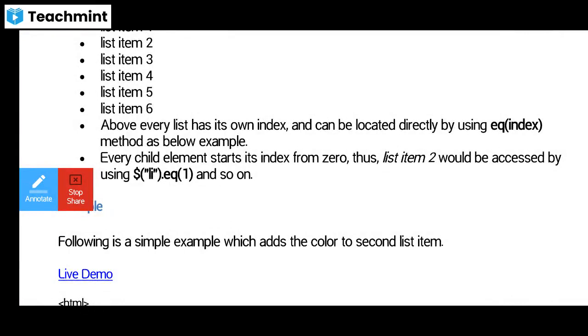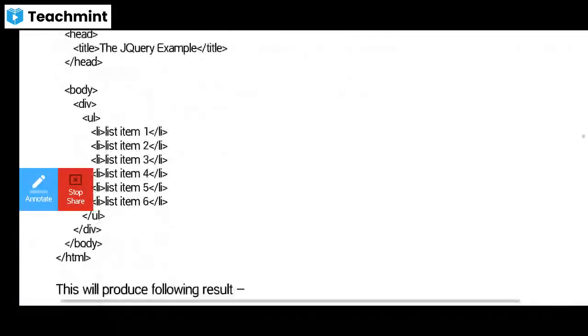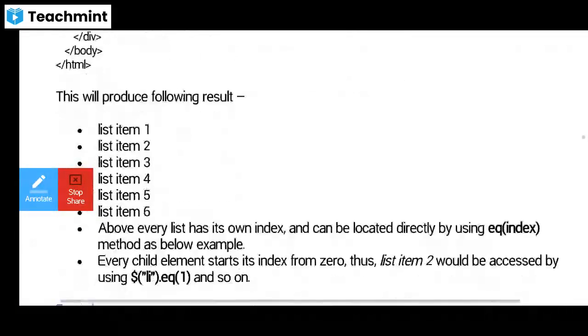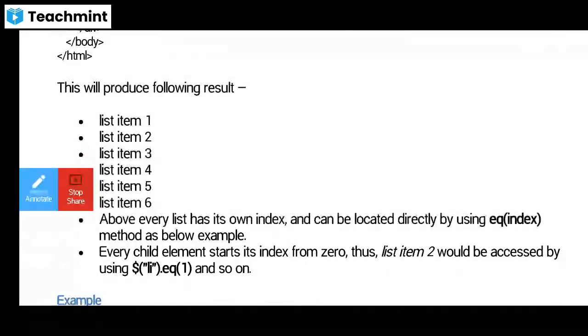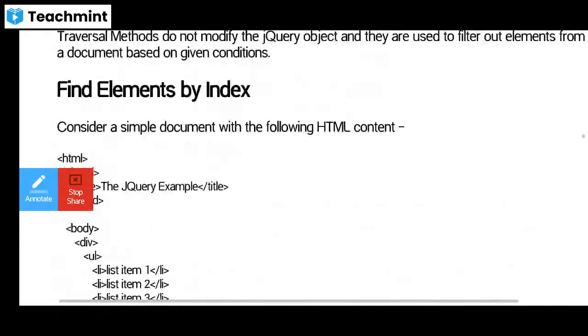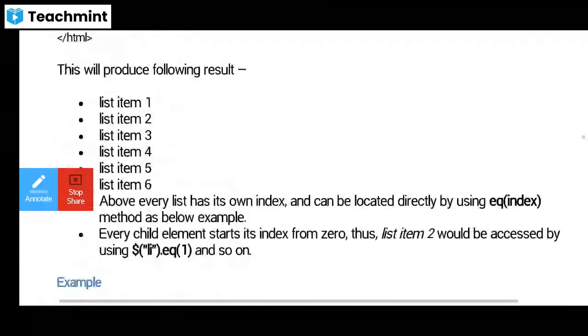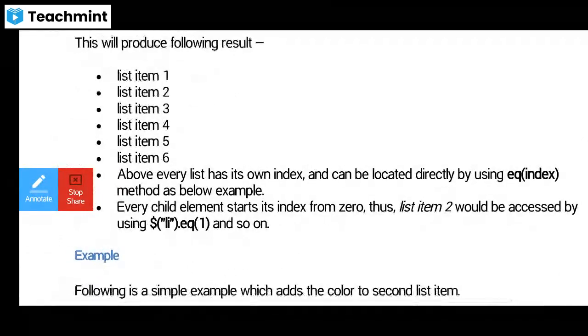So here, finding the elements by index. The first program is completed, and here is the result of this one. Now we are going to discuss finding the elements by index by using the EQ method. Every list above has its own index and can be located directly by using the EQ index method, as in the example below.